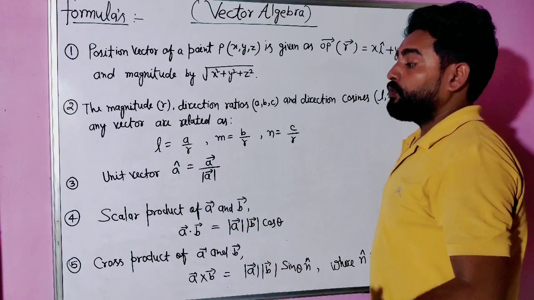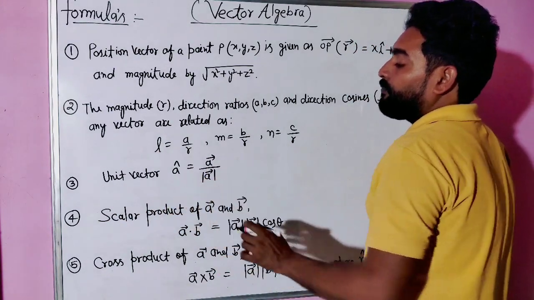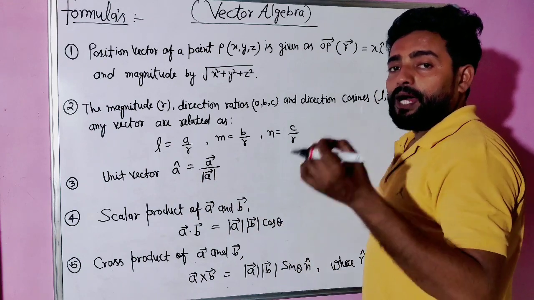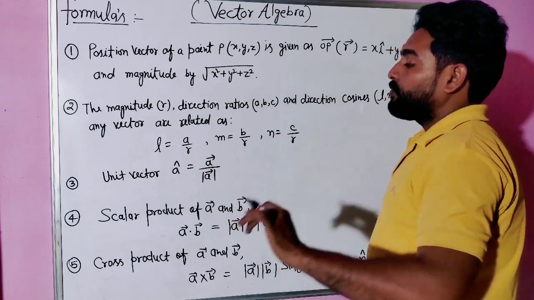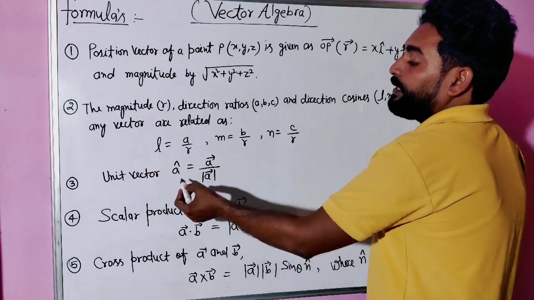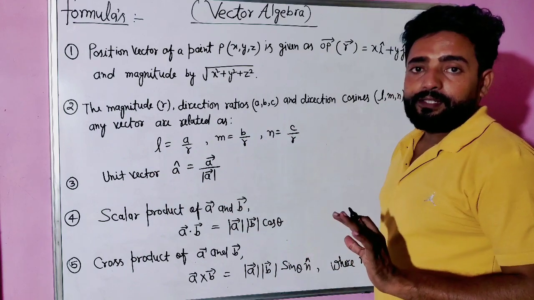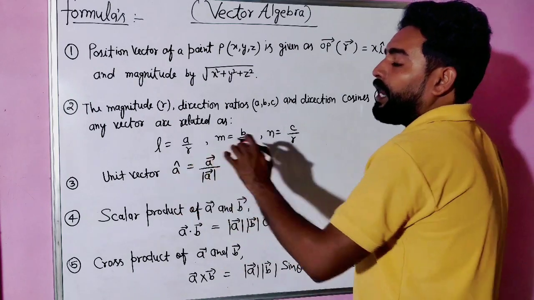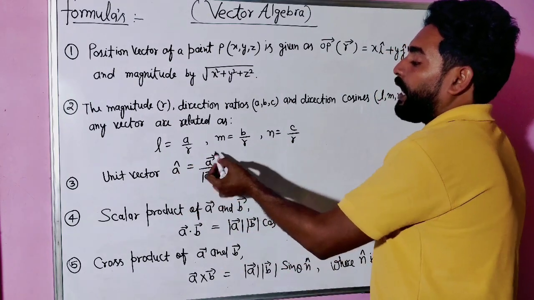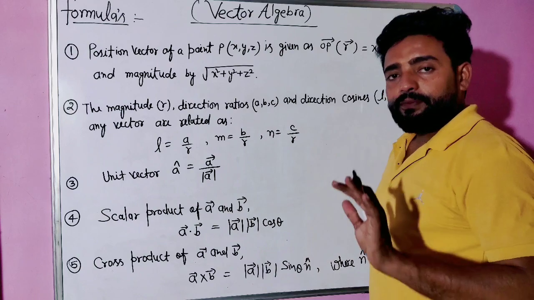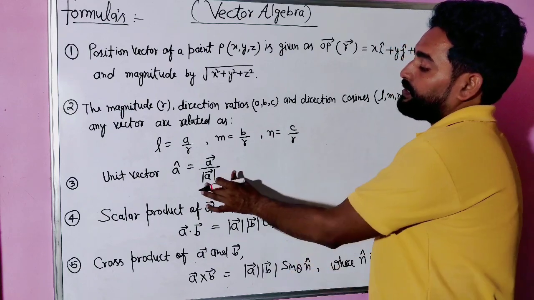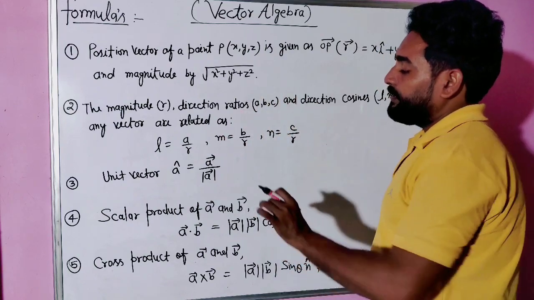Now formula number 3, unit vector. This is a very important formula, unit vector. We represent it as a cap, r cap, and so on. So a cap is equal to a vector upon mod a vector, and r cap will be r vector upon mod r vector. Do you understand this? So friends, this is very important, so you can learn it.